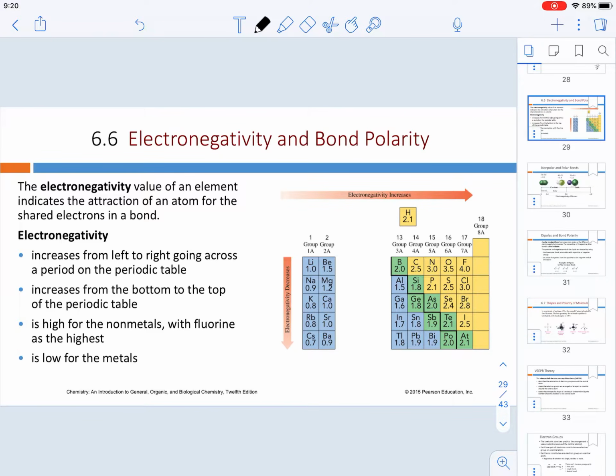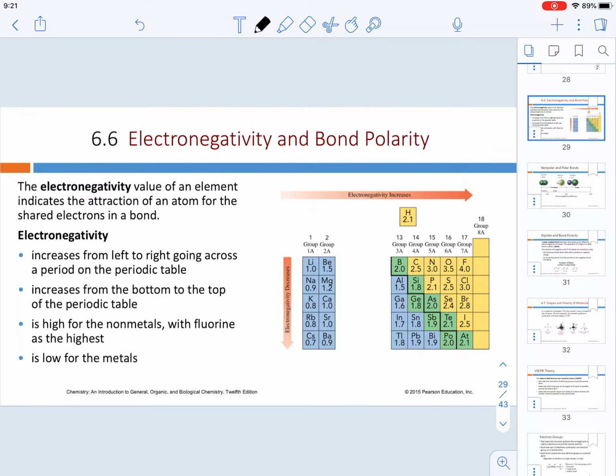In this video, we are going to be discussing the concepts of electronegativity, bond polarity, and molecular polarity because we are going to be discussing VSEPR rules. So, the first thing that we're going to talk about is electronegativity and bond polarity.